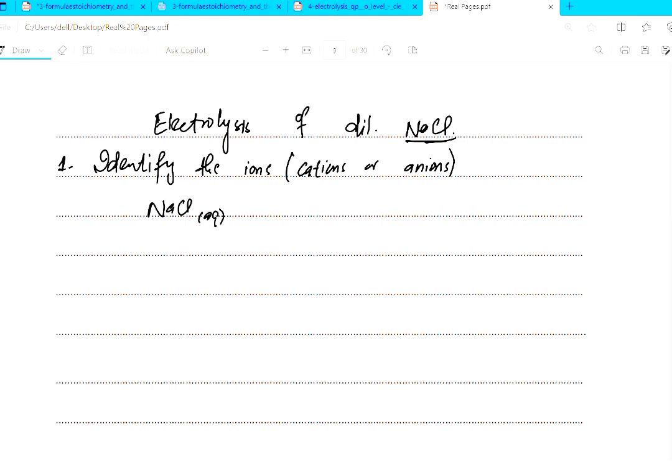It is dilute, so you know that it has Na+ and Cl-, and H+ because it is aqueous, and OH-. Is it clear? So you have identified. This is the first step you always have to do. And I have given you an example.